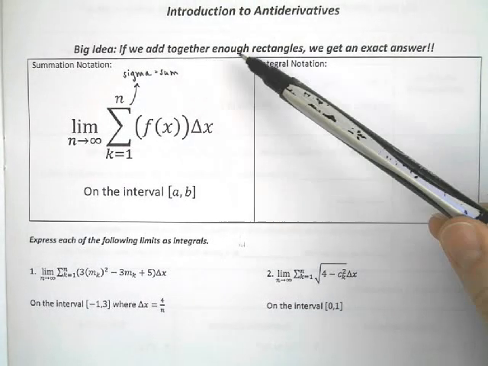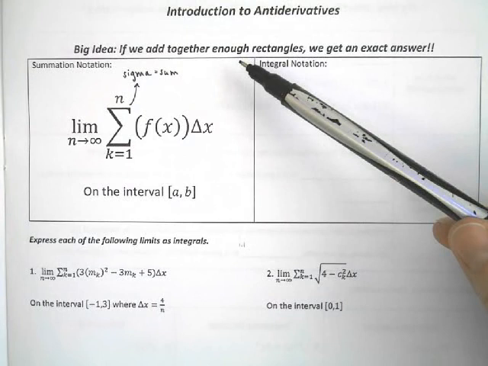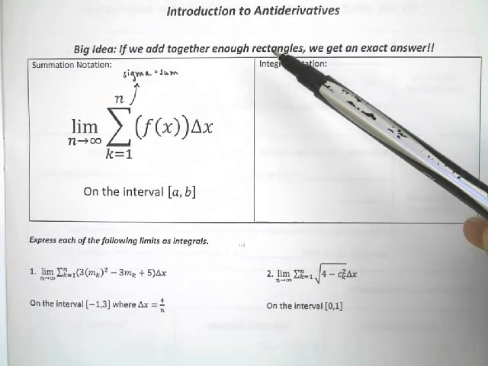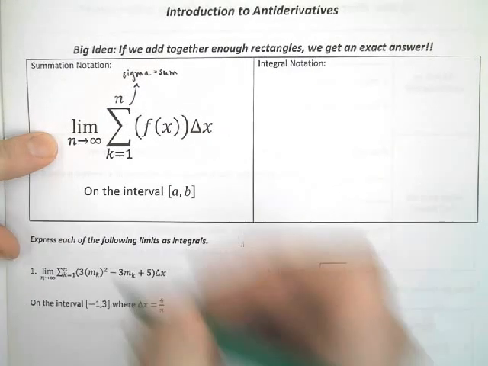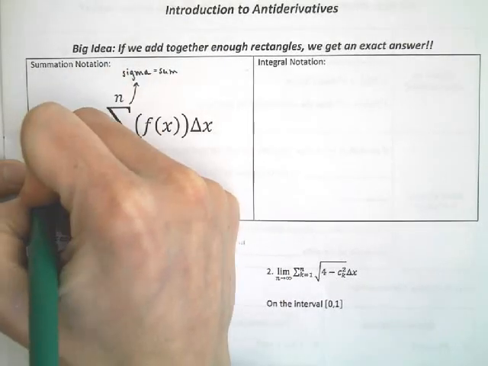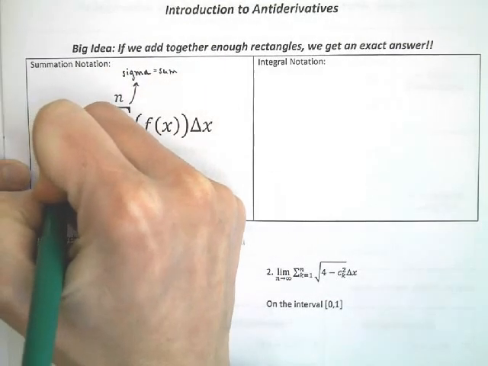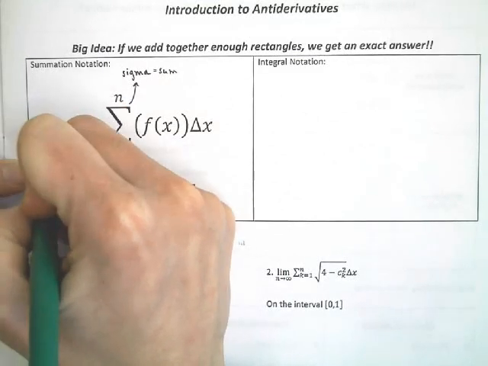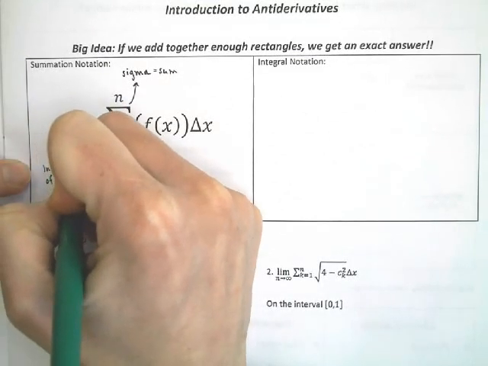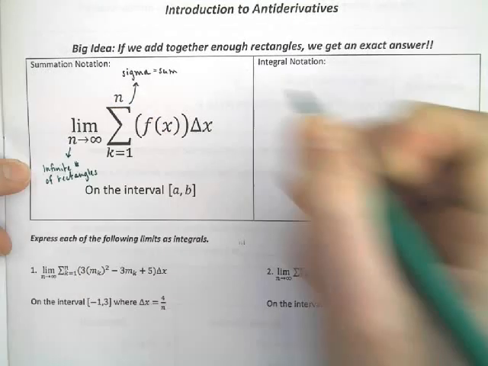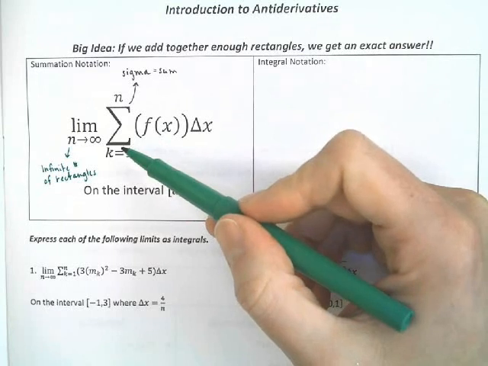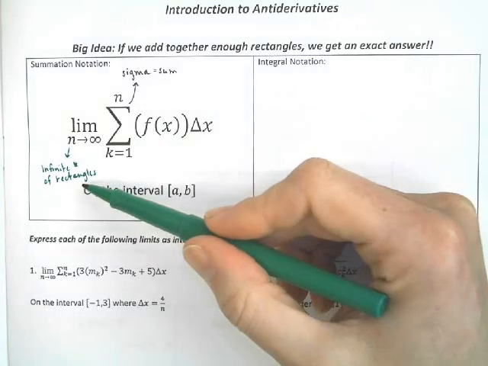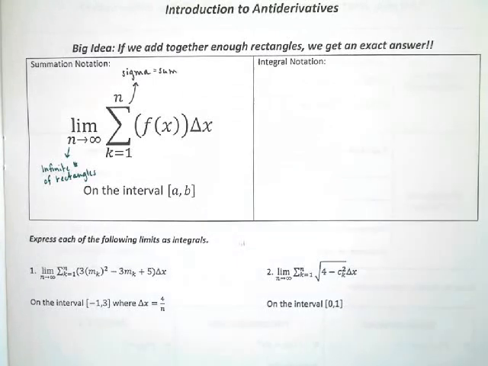Now, we said here if we add enough rectangles, right? Really what we need to think of is adding up an infinite number of rectangles. So you can see here we're using this limit as n approaches infinity to represent that infinite number of rectangles. So this sigma is used to express the idea of adding up. And again, we're adding up an infinite number of rectangles.